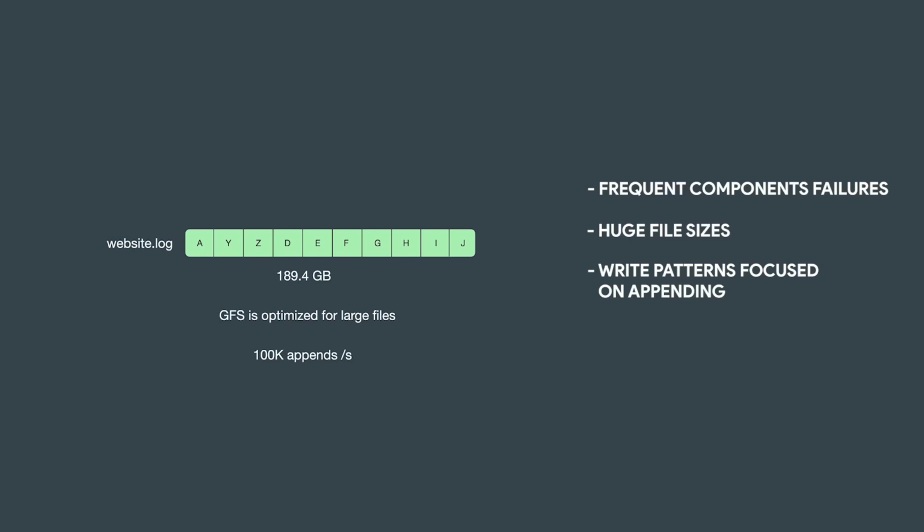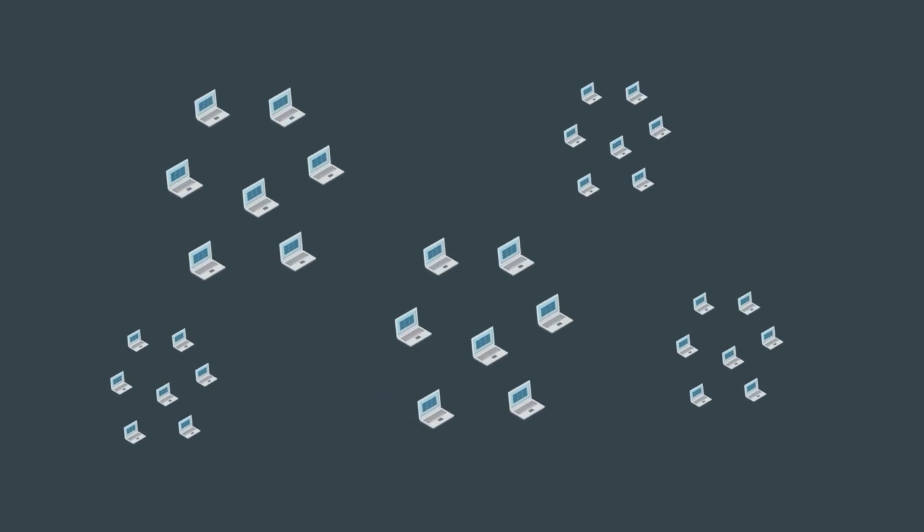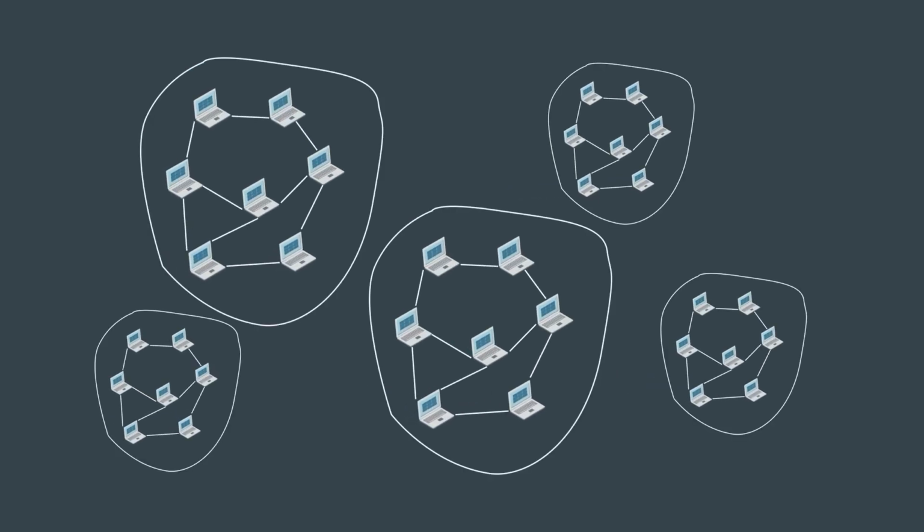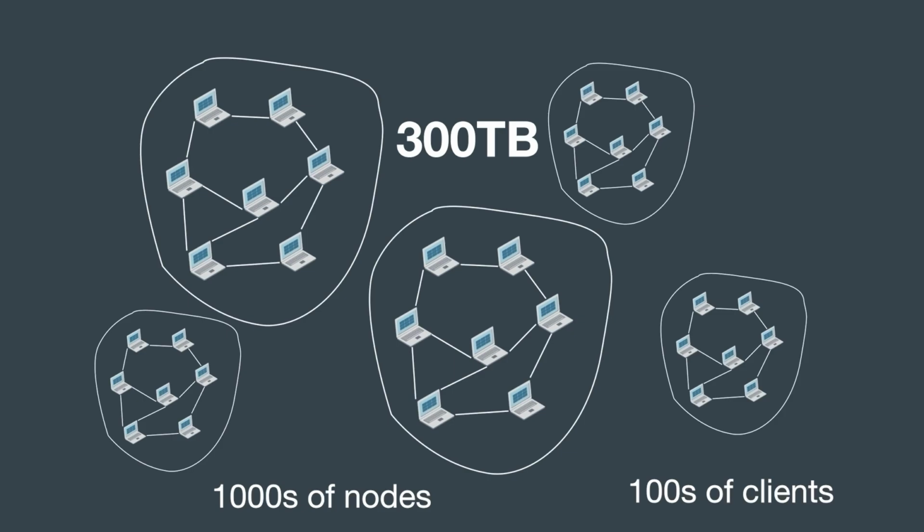At the time of publishing the paper, Google had multiple GFS clusters deployed for different purposes. The largest one had thousands of nodes, over 300 terabytes of disk storage, and it was continuously accessed by hundreds of clients. With these requirements in mind, let's look at how GFS works.